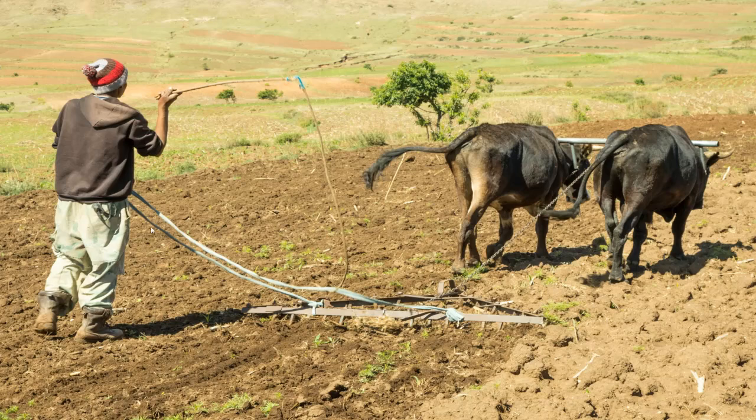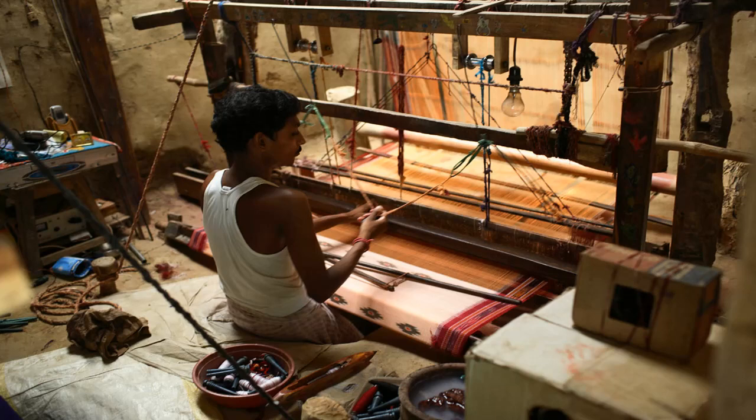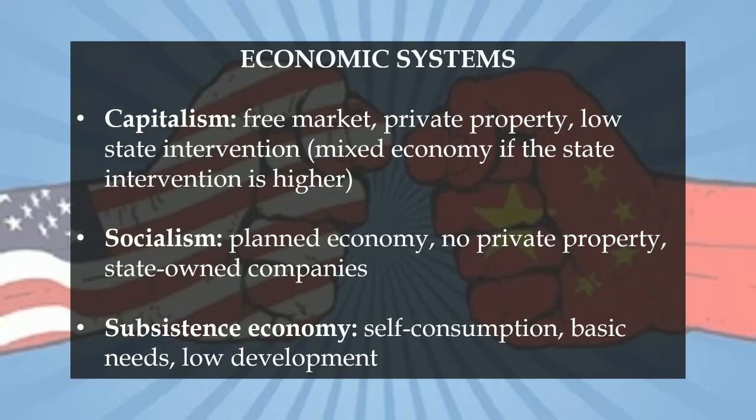So you produce the goods that you need in order to survive. They produce for their basic needs, for example, the food or clothes or houses. They all do that for themselves. This type of economy is not oriented to the market, just for self-consumption. For example, the land working before, or this guy with the loom.